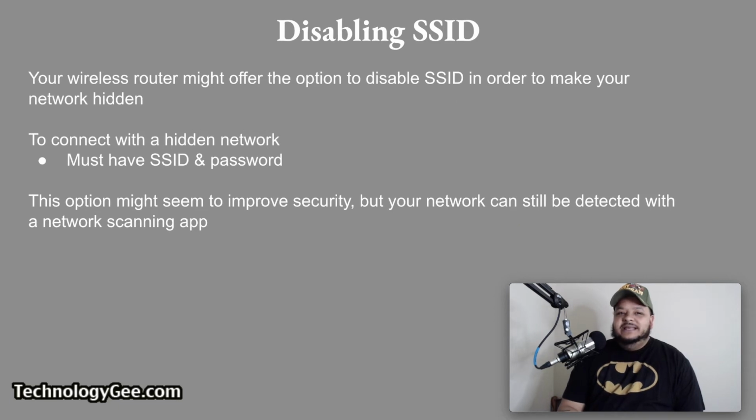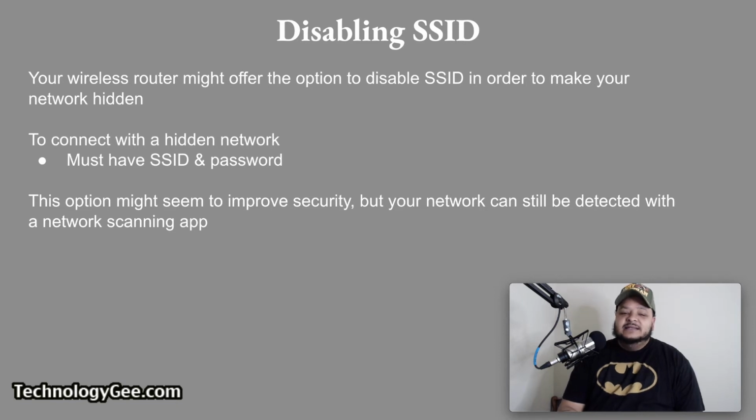Let's talk about disabling the SSID. So your wireless router might also offer the option to disable the SSID broadcast in order to make the network hidden. To connect with a hidden network, the user must have its SSID as well as the password. Although enabling this option might seem to improve security, your network can still be detected with a network scanning app.